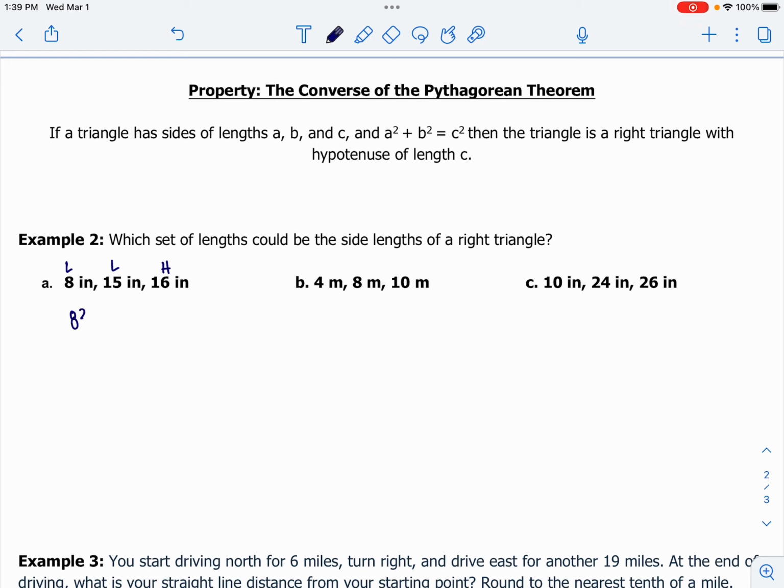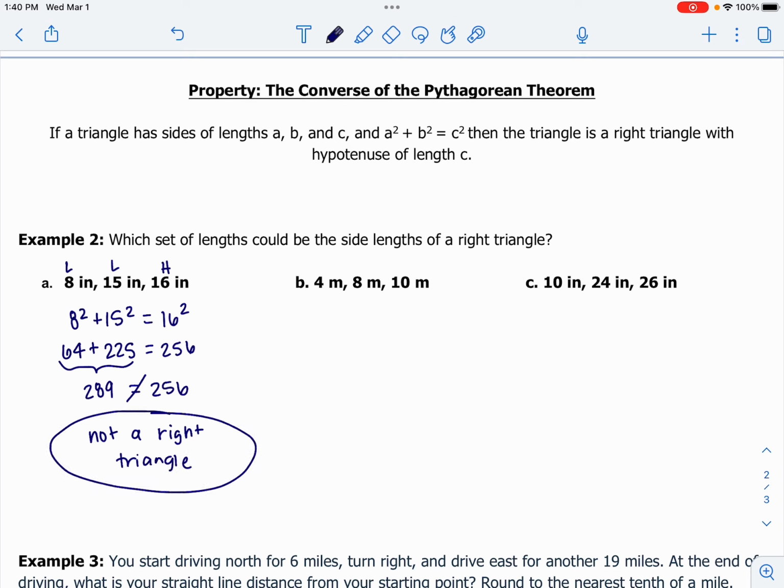Okay, so leg squared plus leg squared equals hypotenuse squared. And we're going to square everything. 8 squared, 64. 15 squared is 225. Bring down your equal sign, then do 16 squared, which is 256. You're going to add that left side together and see if you get 256. Does 64 plus 225 equal 256? No, if I add these, I get 289, which does not equal 256. That means that those three sides are not a right triangle. Not a right triangle for this first one.